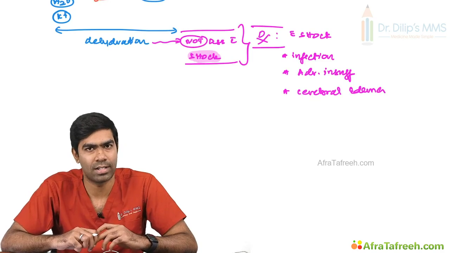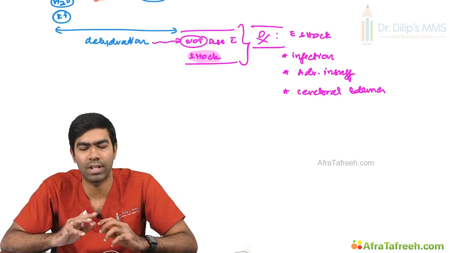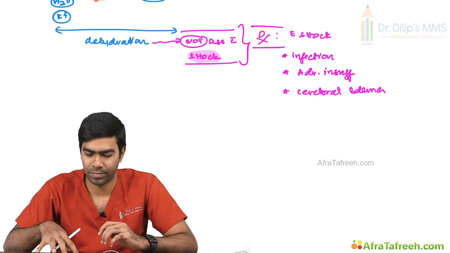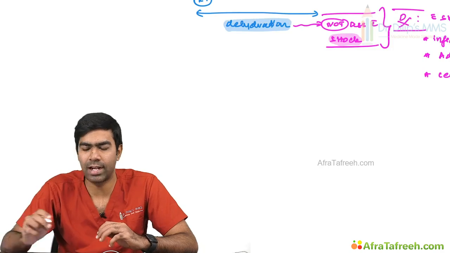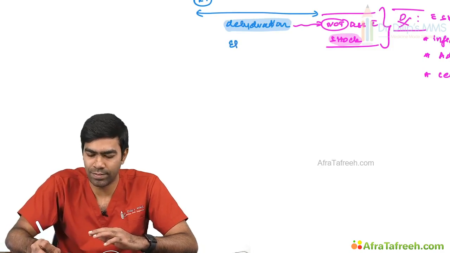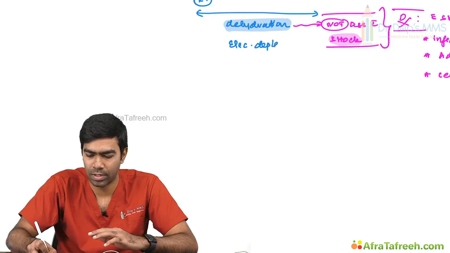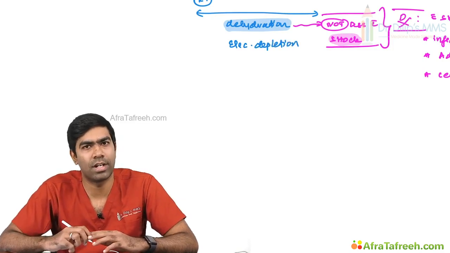But children less than 20 years, especially less than 5 years, are very highly prone to cerebral edema. And DKA is a condition which is not only going to produce dehydration, it is also going to produce severe electrolyte depletion in the body. So it's not only volume depletion, it's also electrolyte depletion.